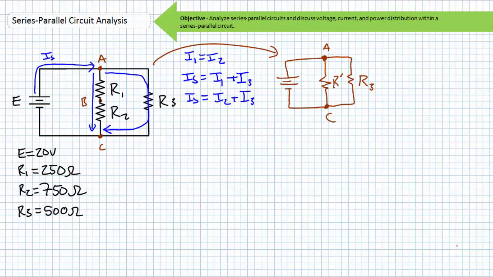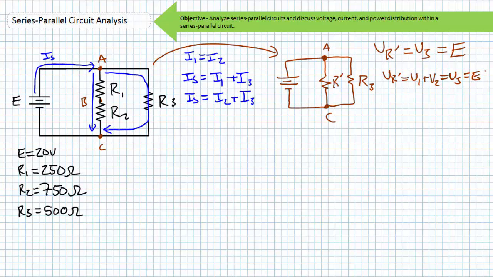However, using our two-resistor simplification, we're clearly left with a purely parallel circuit, where the voltage drop across R prime is equal to that of R3. And because the source voltage is applied across nodes A and C, it can be stated that E equals VR prime equals V3. Given R prime is the summation of R1 and R2, it can also be stated that VR prime equals V1 plus V2, which equals V3, which equals E.